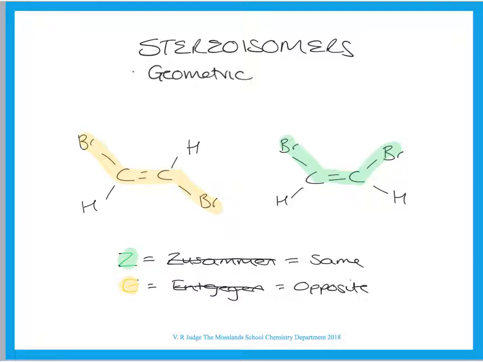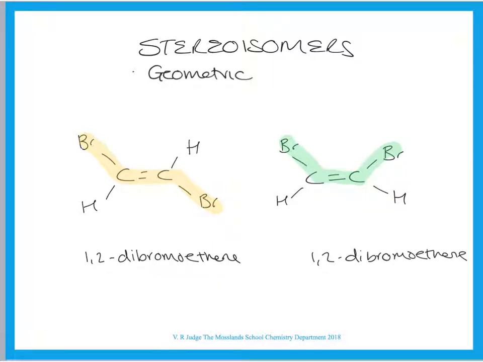So you would name this compound exactly as you usually would, but then you would stick the Z or the E in front, like this. So they're both called 1,2-dibromoethene, but the one on the left, because those bromines are on opposite sides, is E-1,2-dibromoethene, and on the other one, they're on the same side, so that's Z-1,2-dibromoethene. So now they've got different names, which indicates that they are actually different compounds.